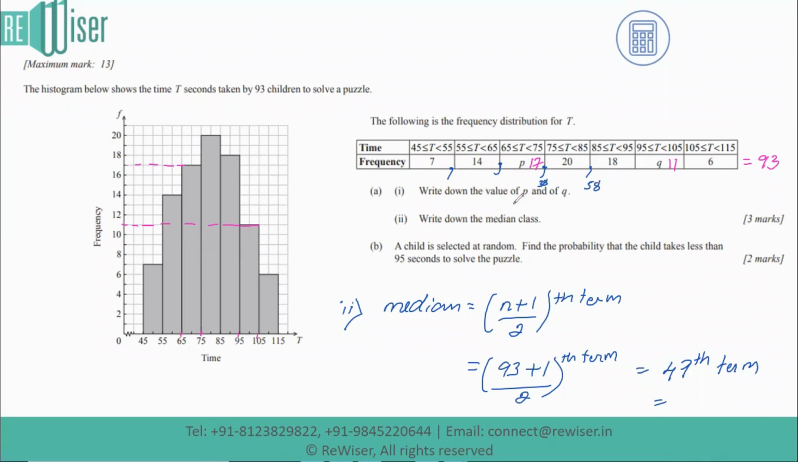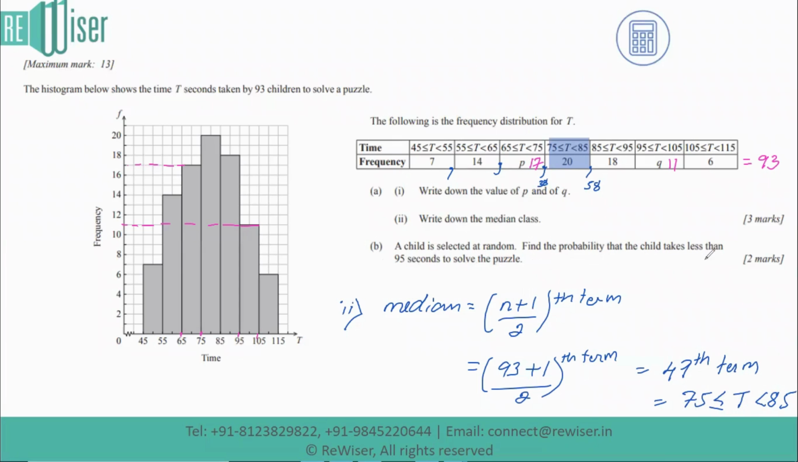Now if I talk about my 39th term, it would be somewhere between 75 to 85. The 40th term is also between this, up till the 58th term. So even the 58th term would be between 75 to 85. That is the reason the 47th term would definitely be between 75 to 85. So the median class would be 75 to 85, where the time is between 75 to 85.